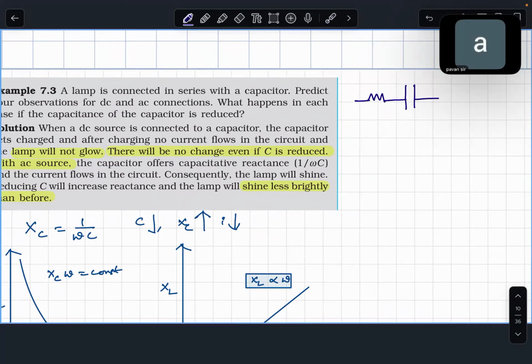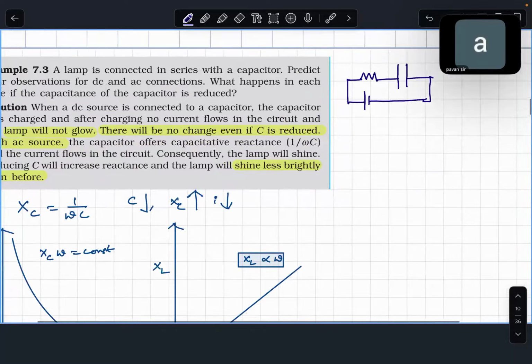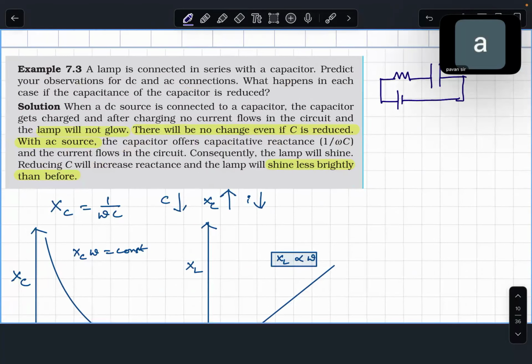You have a capacitor like this and you have a battery like this. You know, in an RC circuit, the current is high initially, zero finally. So initially the bulb glows higher, finally the bulb glows to zero. Now, when a DC source is connected to a capacitor, the capacitor gets charged and after charging no current flows in the circuit and the lamp will not glow.